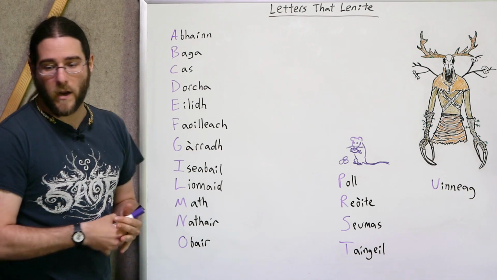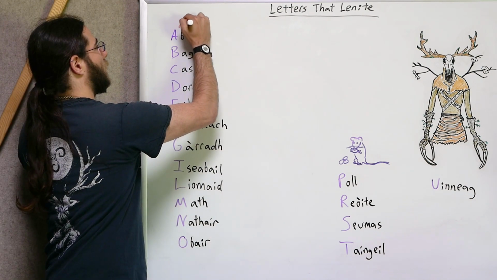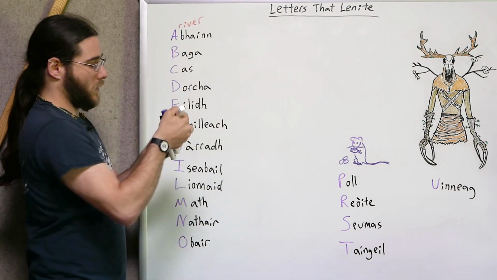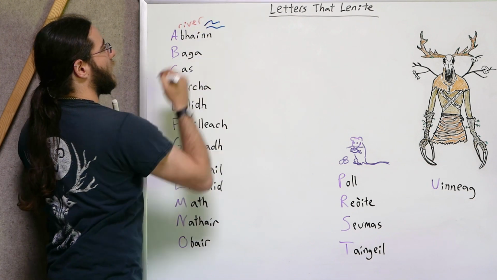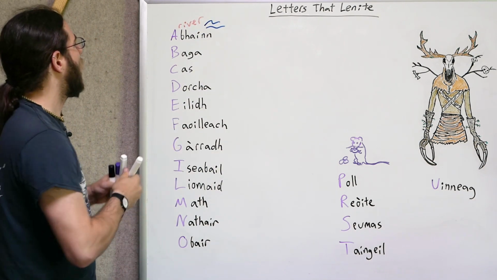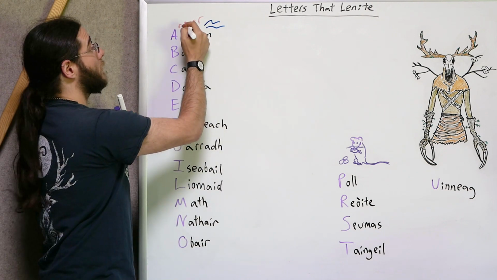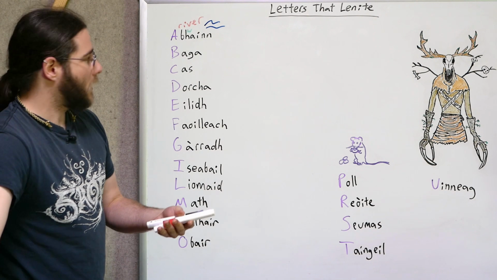So, awain. It's a wee river. Awain. There's sort of a W sound there. At least how I learned it. W sound. Awain. All right.